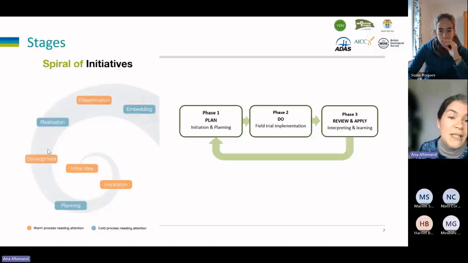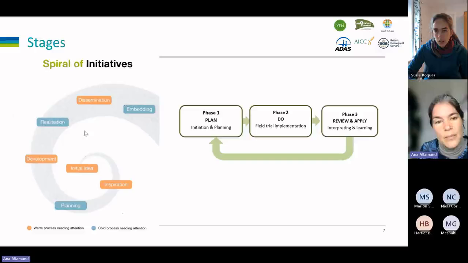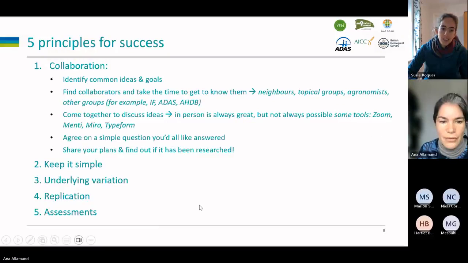Then you're going to have to implement it, which is the development and realization part. Development is running the process. Realization is collecting the data and understanding what it means. And then the final aspects are dissemination and embedding, which goes a line somewhere between phase 2 and 3, interpreting and learning the process. So Susie, do you want to take over?